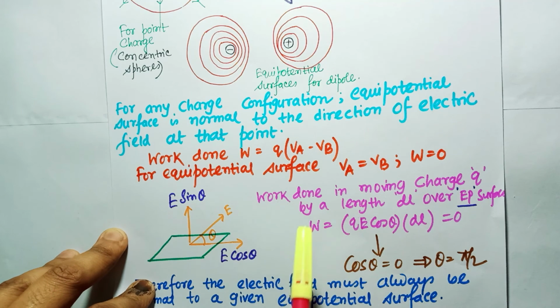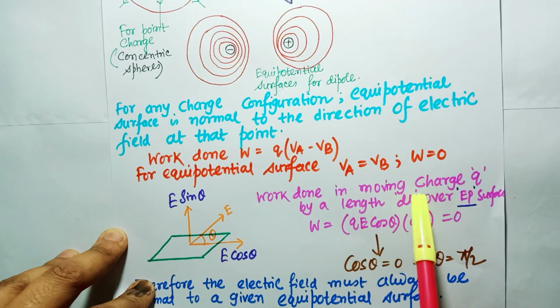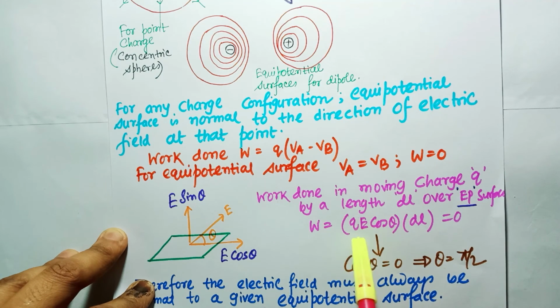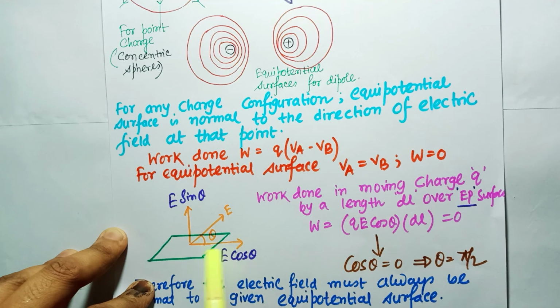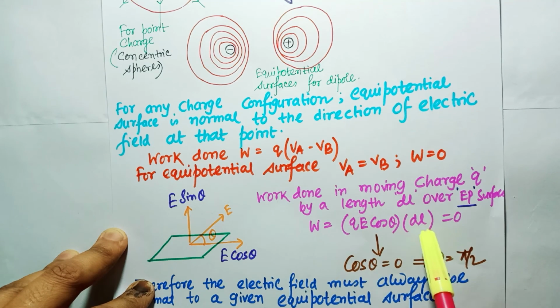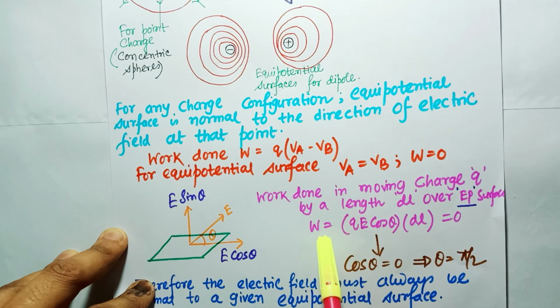Suppose I calculate the work done in moving some charge Q by an elementary length dl over the equipotential surface. W is equal to F dot dl. The force is equal to Q times E, so along the equipotential surface the force is QE cosine theta, and the distance is dl, the small displacement. So the work done becomes 0, because, as we know, the work done to move any charge over the equipotential surface is 0.